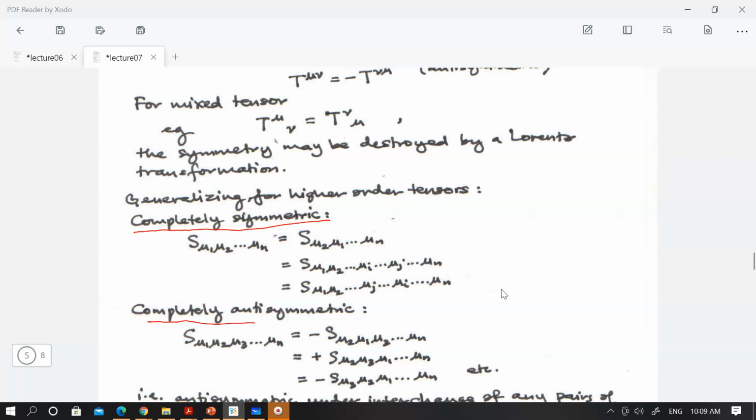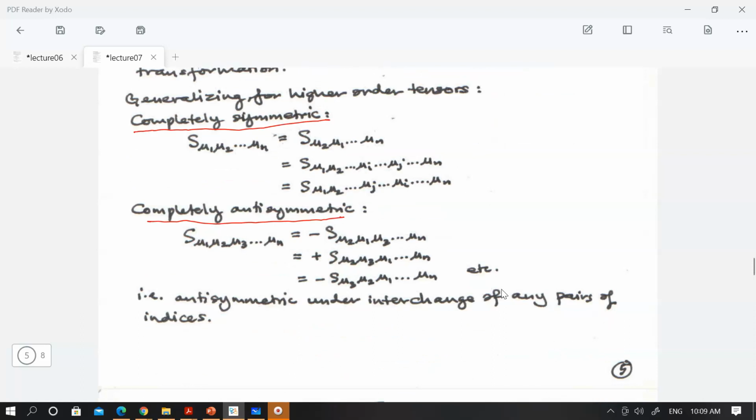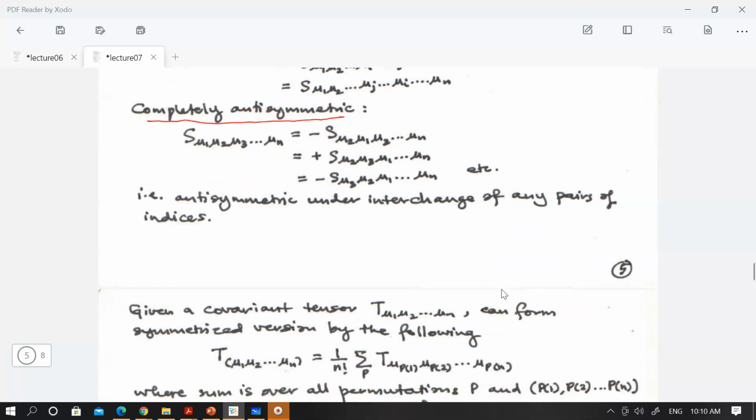Then you can also have a completely antisymmetric tensor. So each time you interchange one pair of indices, it gives you a minus sign. If you interchange two pairs, then it gives you a plus sign, because each change gives you a minus sign twice, and then it becomes a plus. Okay, and then if you interchange three pairs, it will give you back a minus sign. So this will be a completely antisymmetric tensor, and this should also be the case for all reference frames.